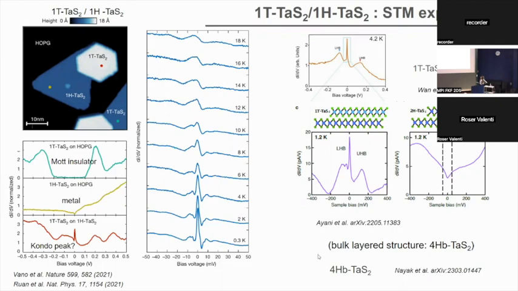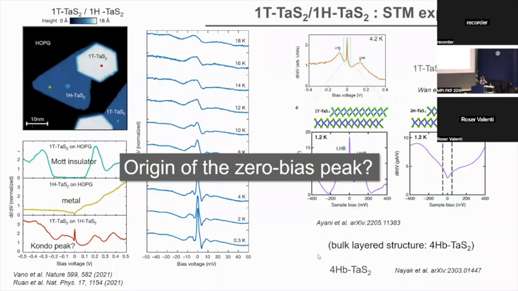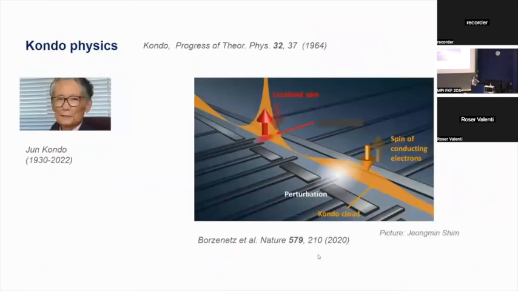So the question that we have is, what is the origin of the zero bias peak? Is it really a Kondo type of resonance that we are seeing here? Because in principle, what we have is this layer of well-defined magnetic moments in contact with a conduction layer. So are we seeing here the physics of screening of these magnetic moments by the conduction electrons and then the appearance of this resonance? That's the kind of interpretation that has been given up to now.